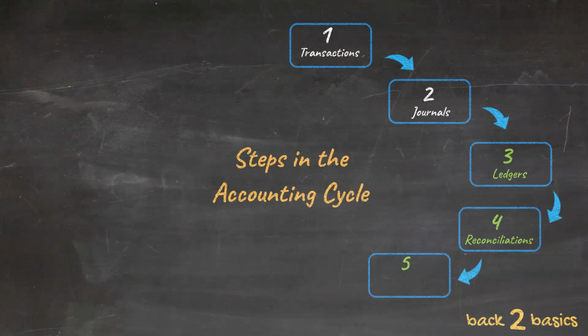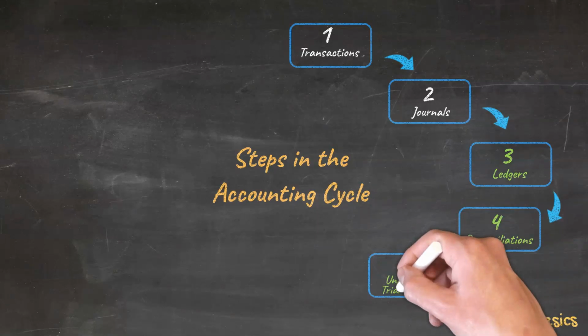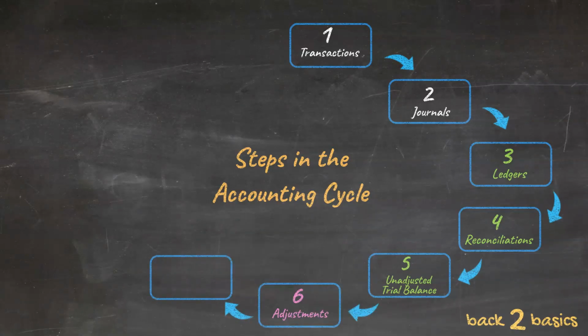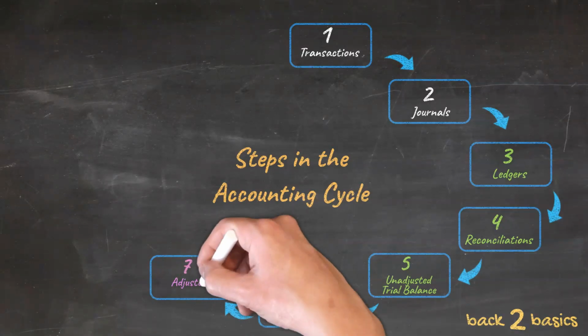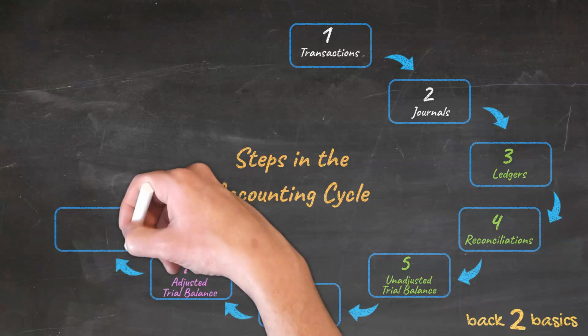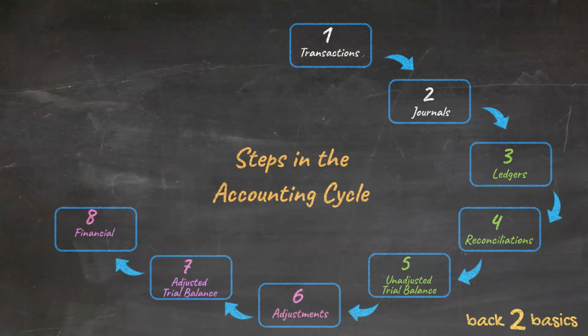Step number 5, the unadjusted trial balance. It is a list generated from the general ledger with account names and balances. Step number 6, adjustments. Here you make adjustments to correct mistakes found in the unadjusted trial balance. Step number 7, the adjusted trial balance. Generated again from the general ledger after adjustments have been made. Step number 8, financial statements. These are drawn up from the adjusted trial balance believed to be true and correct.